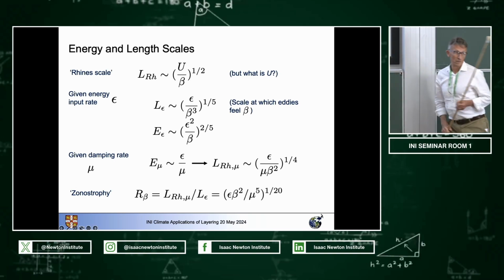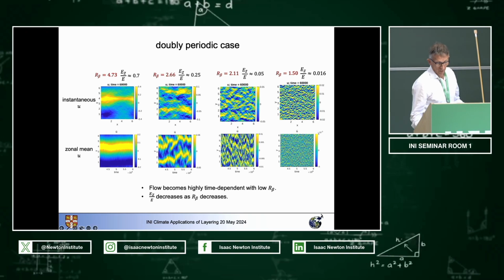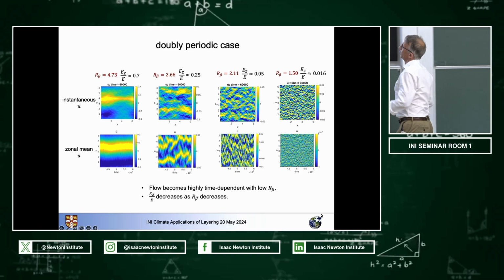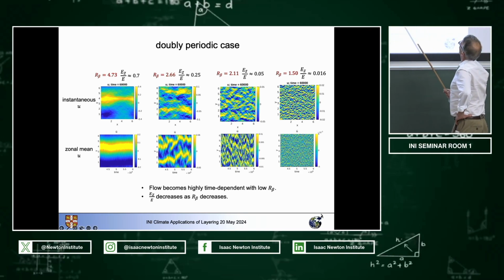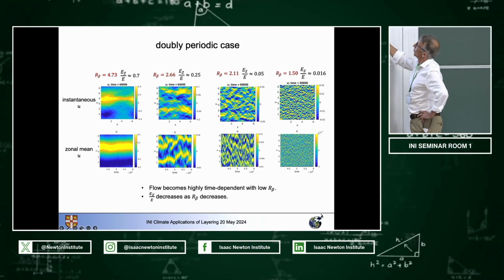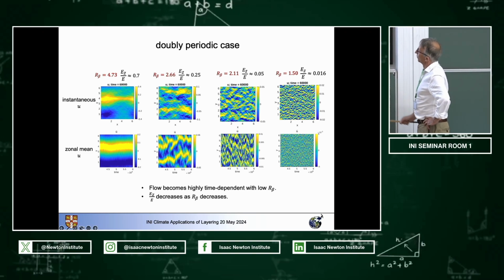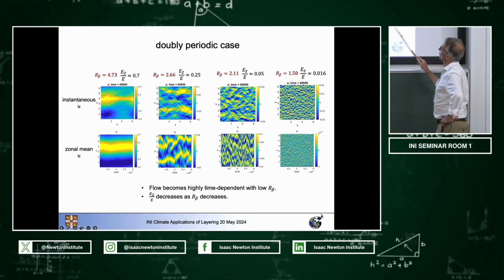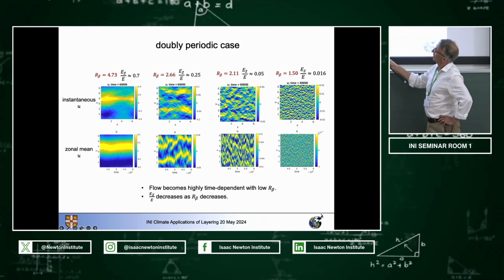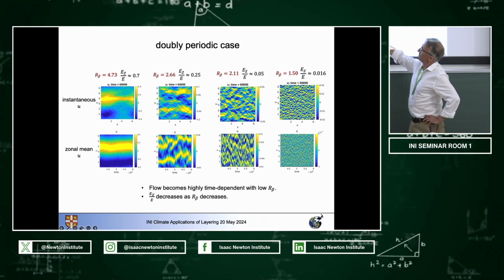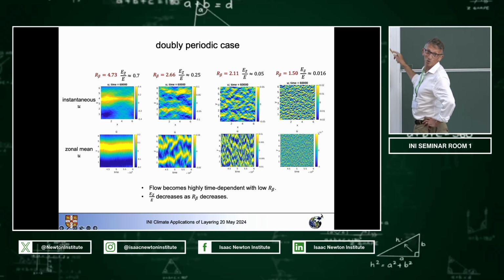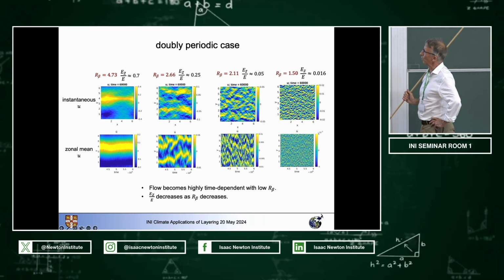So the picture that we get from doubly periodic systems is that with large R beta, you have strong jets. If you have small R beta, you get very weak jets, possibly no jets. I'm just showing this as a reference point. This is a typical instantaneous zonal velocity as a function of x and y. Here we're in a strong jet regime, and you can see the jet in the instantaneous flow. As we work down here, the jets, if they exist, become more and more imperceptible in the instantaneous flow.